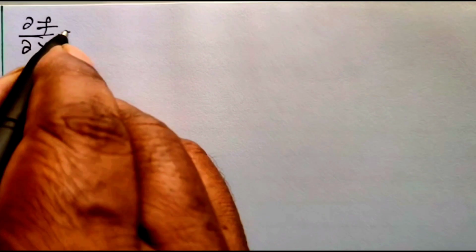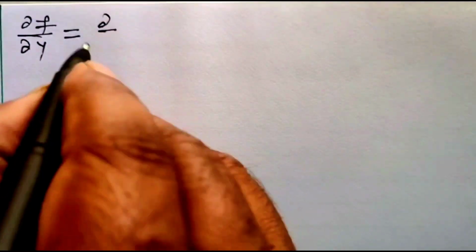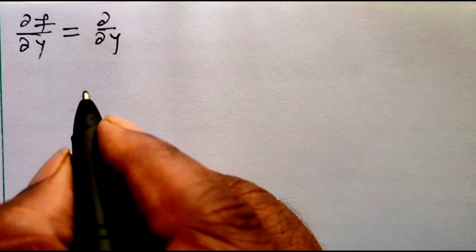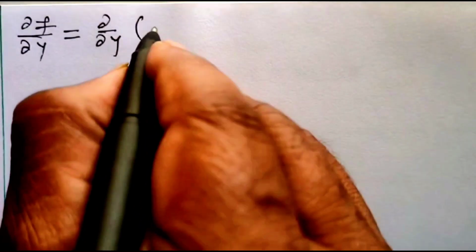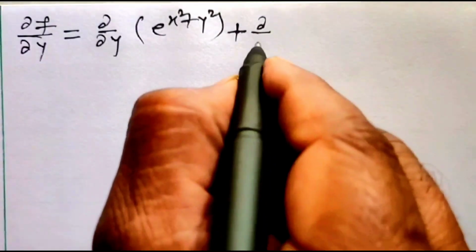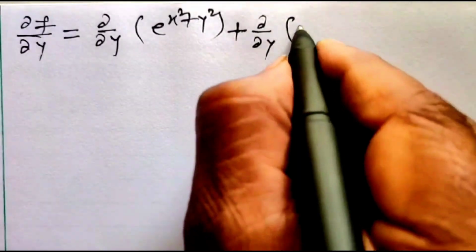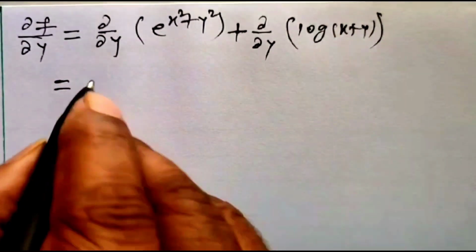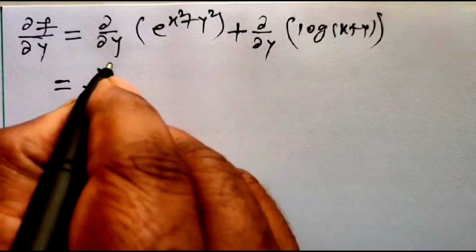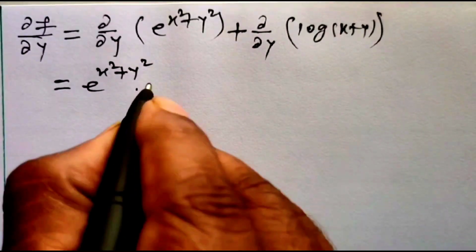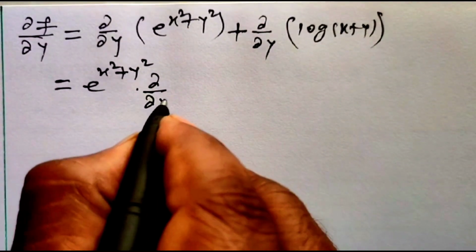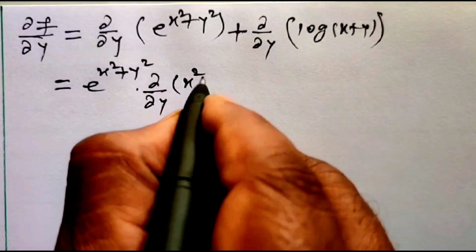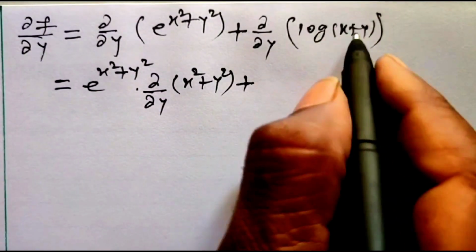Let us find partial derivative of f with respect to y. This is equal to partial differential operator, we are applying on each term separately. So e to the power x square plus y square plus partial derivative with respect to y of logarithm of x plus y. Now apply the formula. So this is equal to exponential function as it is, into partial derivative with respect to y of x square plus y square, plus logarithm of x plus y.